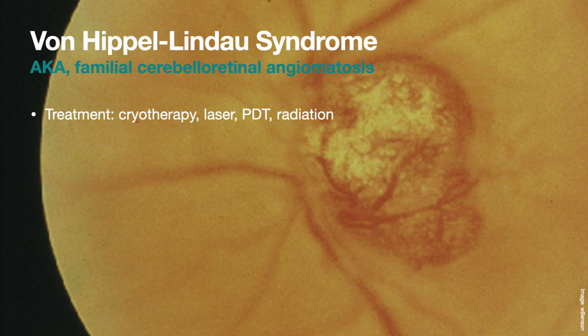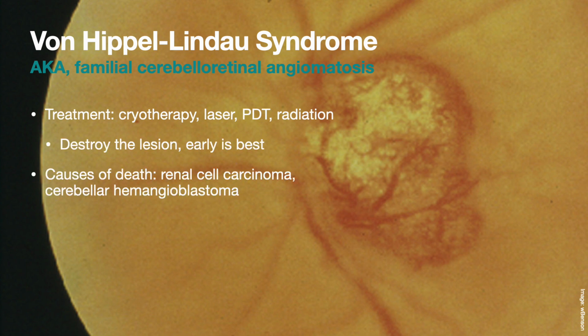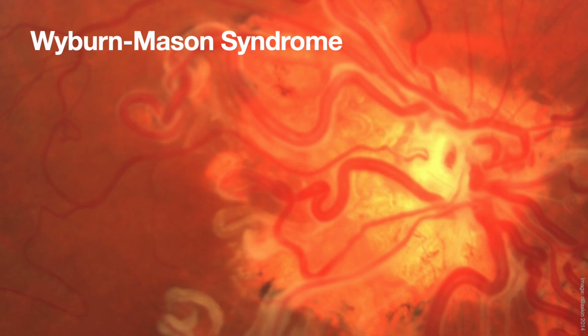Here's one on the optic nerve. Can't treat this with cryo. This would be a hard one to treat, period. Laser, PDT, radiation, some other options. Destroying the lesion early is better. Causes of death are usually renal cell carcinoma and cerebellar hemangioblastoma.